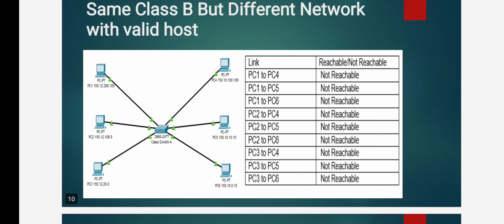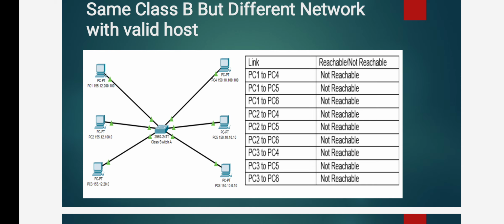Next, same class but different network with valid host. These are the picture. So PC1 to PC4. PC1 and PC4 is not reachable. Why? Because PC1 has a network part of 155.12 and PC4 has 150.10 network part. So PC1 and PC4 are not reachable because they are not in the same network.